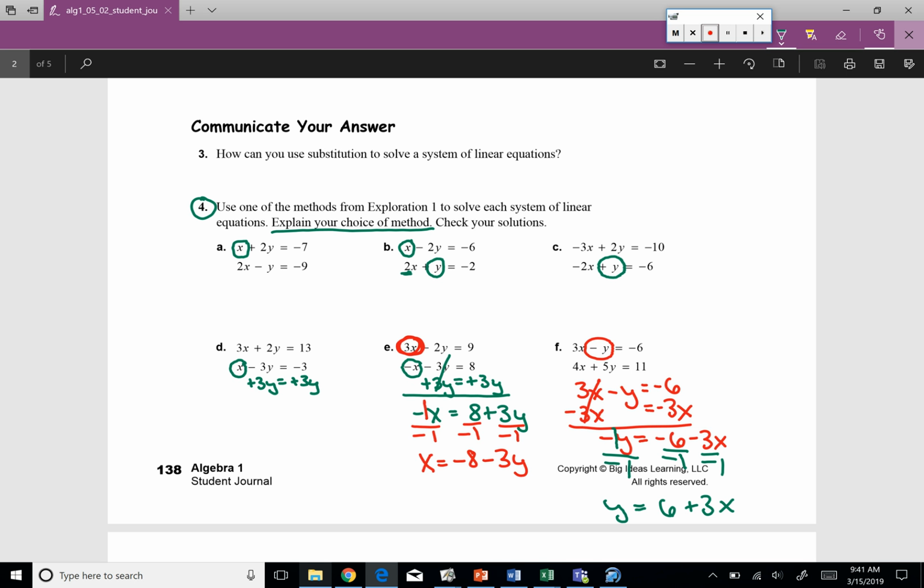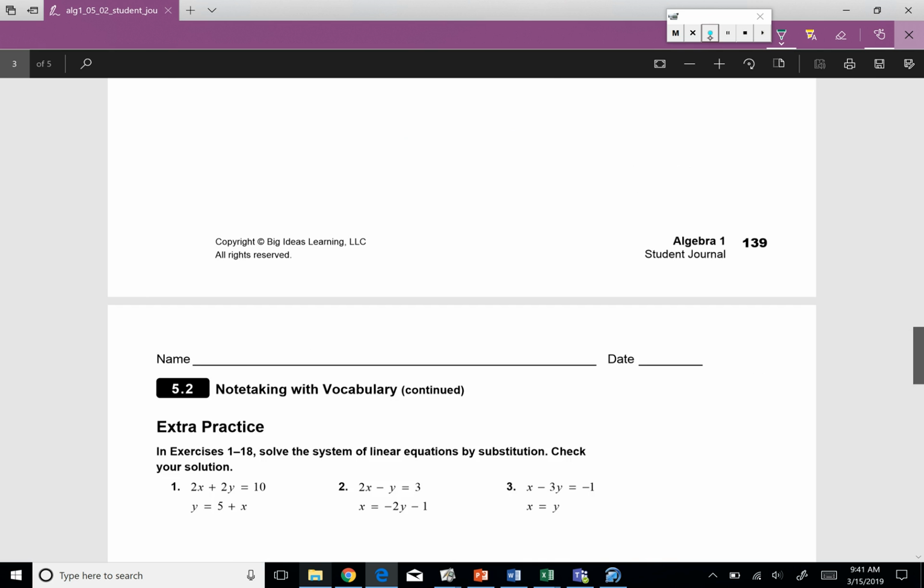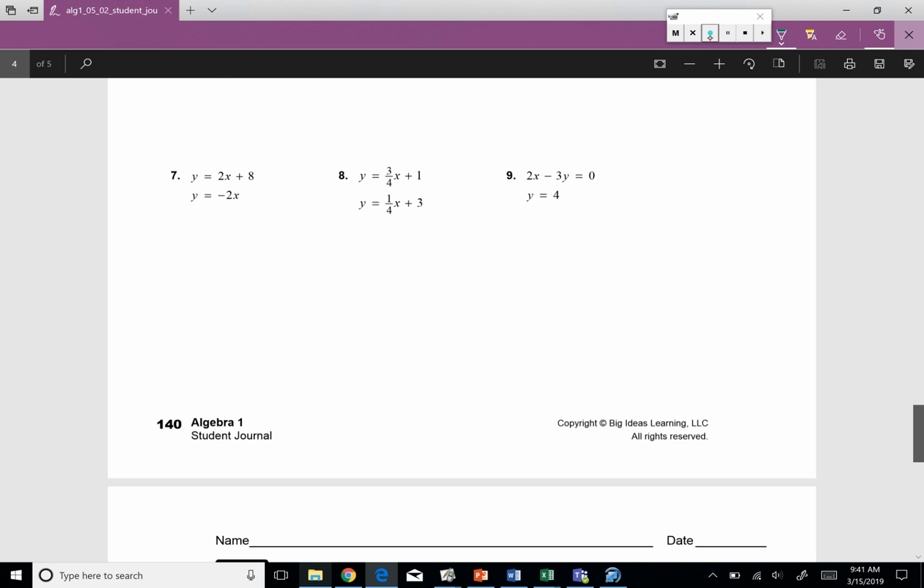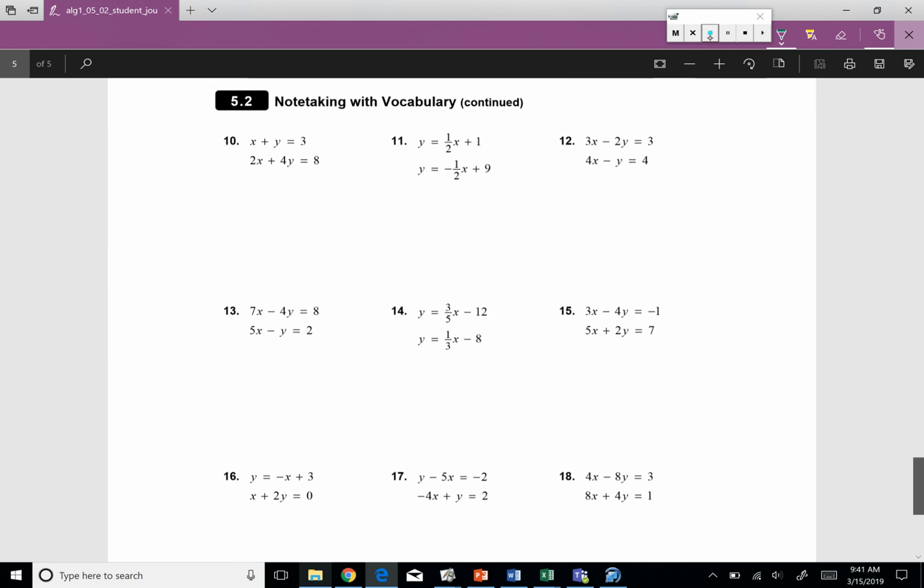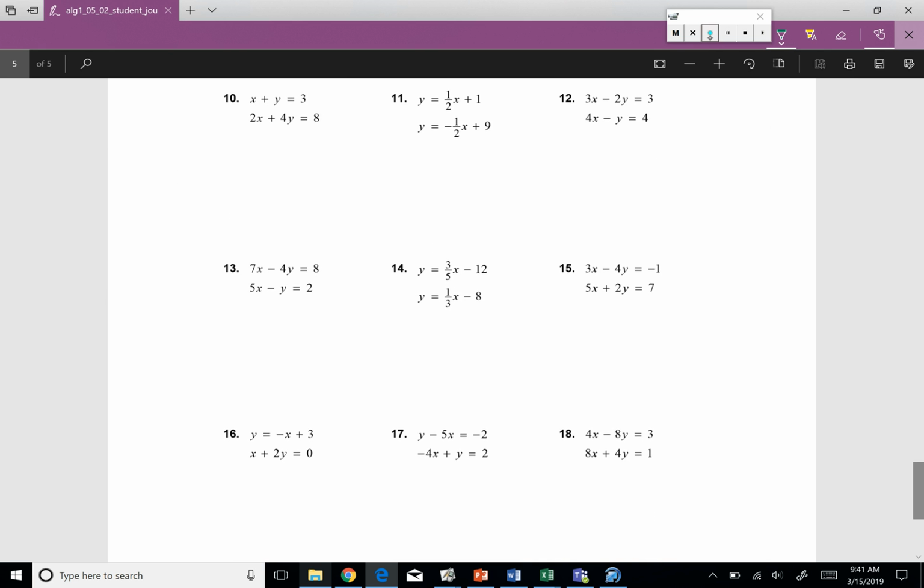So let's try out one more together. I'll do one for you from your assignment. Turn to page 141 in your student journal. And we'll take a look at question number 12.